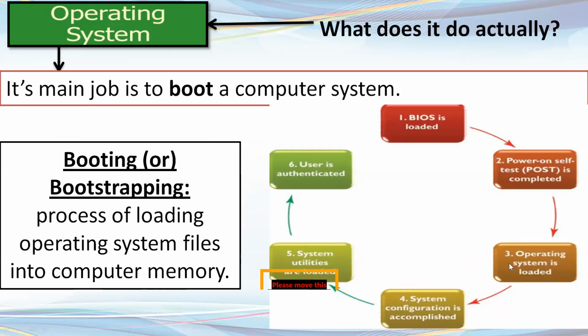Now hard disk is not accessible to the computer. It is not accessible to the CPU directly. CPU can access only primary memory of your computer system, right? You know this, no? So operating system has to be loaded from the hard disk to the primary memory. So third step is operating system from the hard disk is loaded to the main memory of your computer.